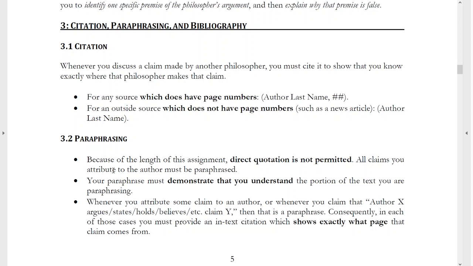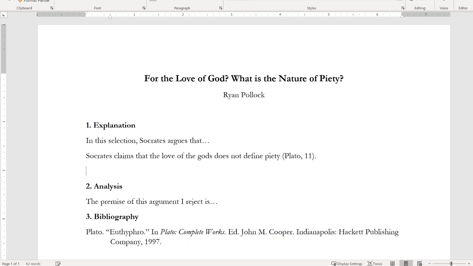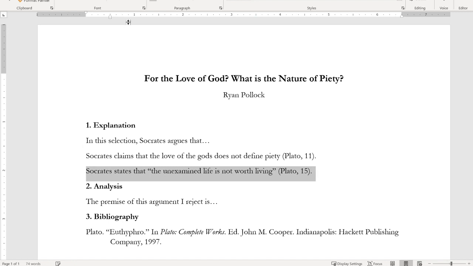Because in this particular assignment, direct quotation is not permitted. So that means at no point should I see something like this. Socrates states that, quote, the unexamined life is not worth living. So this actually would be a quote. Again, I don't know the exact page on the Apology where it comes from, but we'll just fill one in, 15. Okay, so the point is, this is not something you should do.